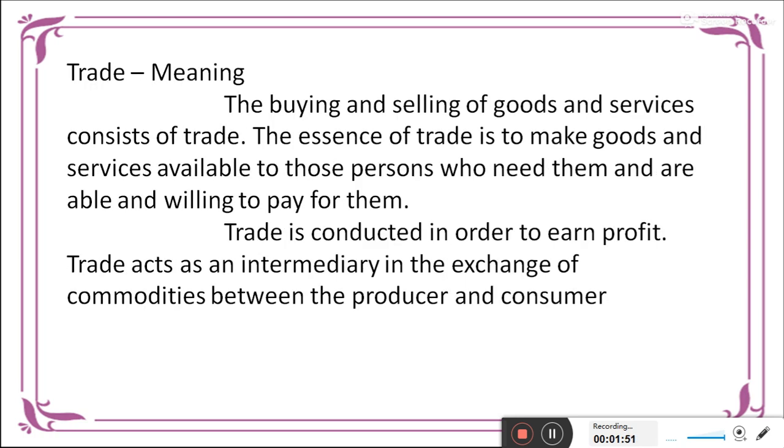Meaning of trade: buying and selling of goods and services. The essence of trade is to make goods and services available to those persons who need them or are willing to pay for them. Trade is conducted in order to earn a profit. Trade acts as an industry in the exchange of commodities between the producer and seller. Buying and selling taking place between the producer and seller is trade.